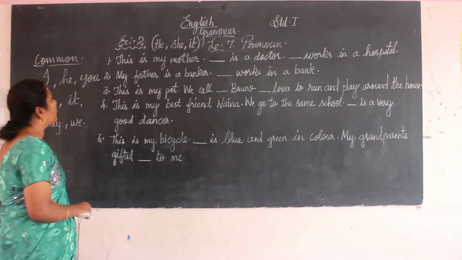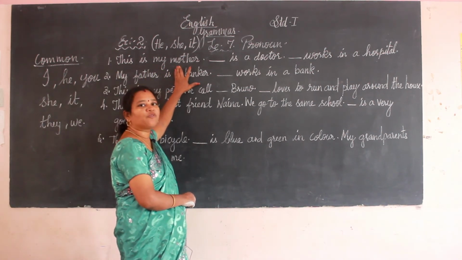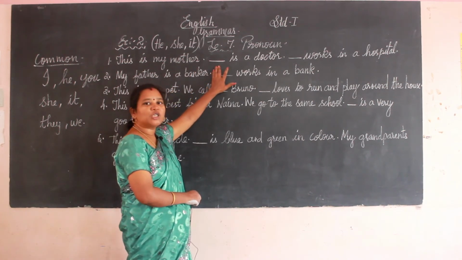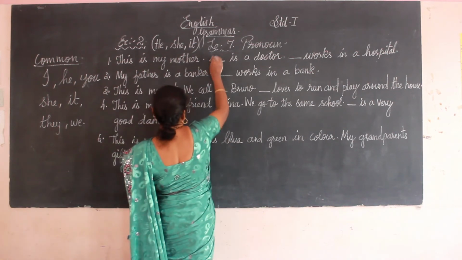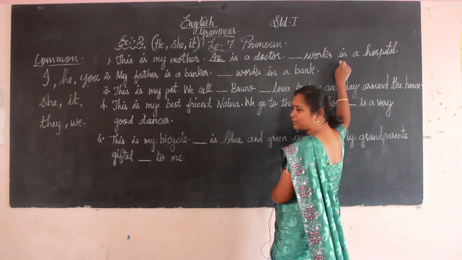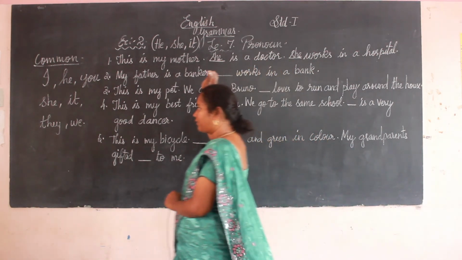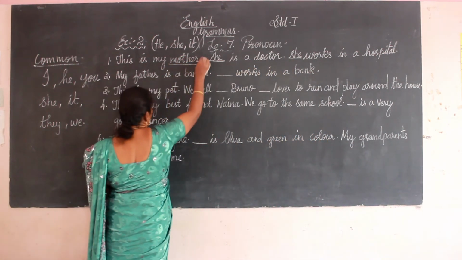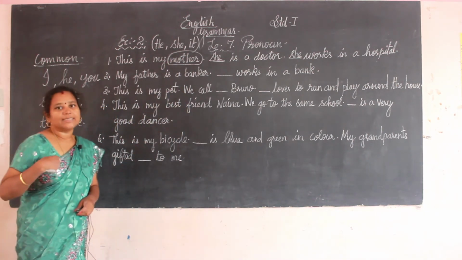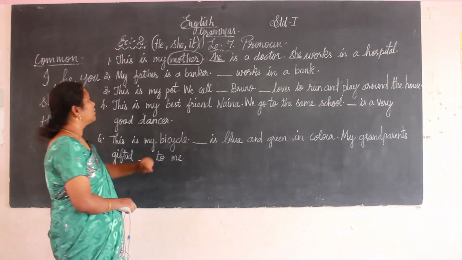See the first one. This is my mother. So mother, she is a female. So what will you write here? She. Mother is a female. She is a doctor. Dash works in a hospital. So here also you will write she. In the first statement mother, who is a mother? Mother is a female. Female na ladies. So mother க்கு நம்ம என்ன ரைட் பண்ணனும்? She.